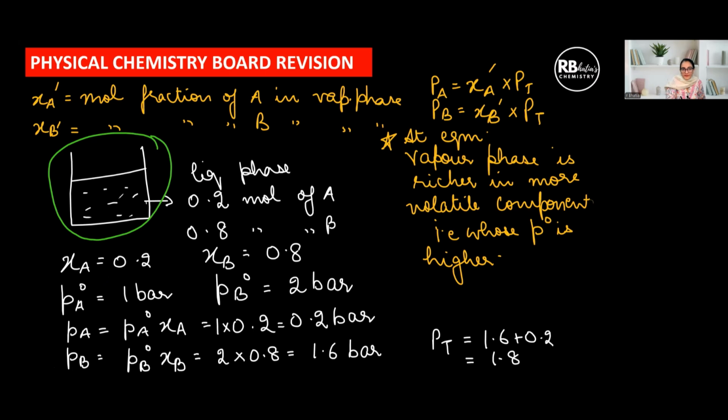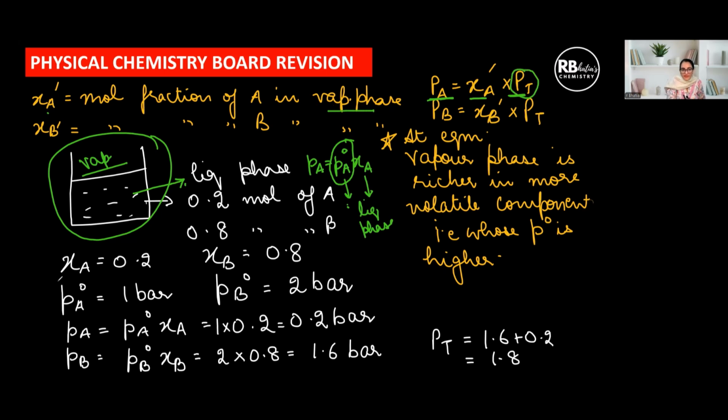This is a liquid mixture. This is the liquid phase. In the liquid phase, Raoult's law is applicable. That means PA is equal to PA naught into chi A. This is applicable in the liquid phase. In the vapor phase, the formula that is applicable is PA is equal to chi A dash into P total. Here, PA naught is the vapor pressure of pure solvent A, chi A is the mole fraction of A in the liquid phase, chi A dash is the mole fraction of A in the vapor phase, and P total is the total pressure.